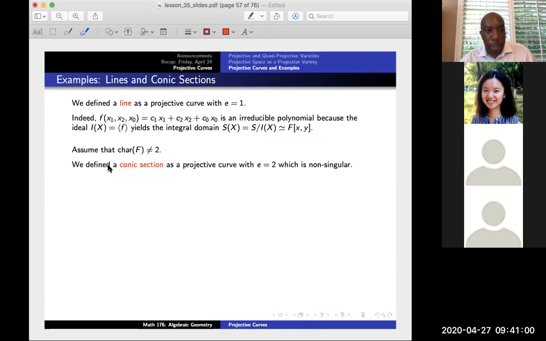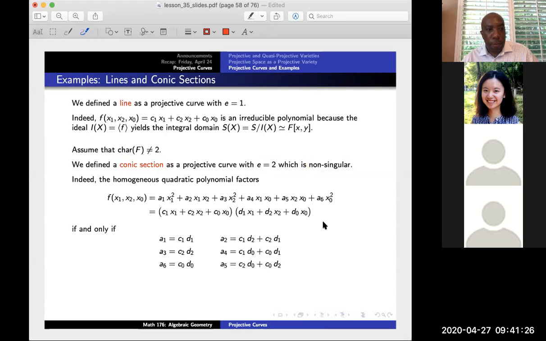Okay. Now, remember that when we're dealing with fields of characteristic different from 2, a conic section corresponds to degree 2, but remember that we were really picky. We said we wanted non-singular curves. So again, a conic section corresponds to homogeneous of degree 2, but we want non-singular. So let's try to do the same things as before. Let's ask the question, is our ideal a prime ideal?